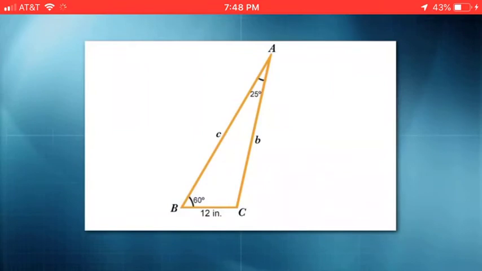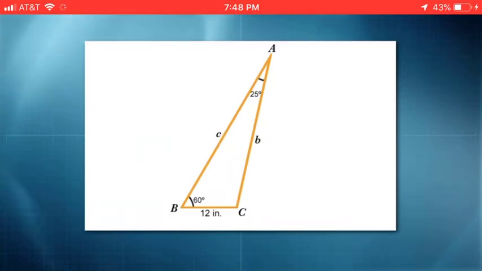Here's a triangle, and we will use the law of sines to find the remaining sides and angles. We will solve this triangle. Here's the setup. The triangle again is labeled ABC, and the angle at A will be 25 degrees, the angle at B will be 60 degrees, and the side opposite A is 12 inches. So we're given three pieces of the triangle, and the goal is to find the other three pieces: angle at C, that's missing, side b and side c.